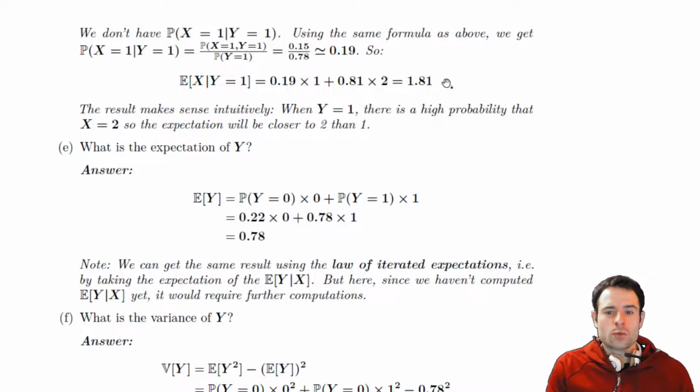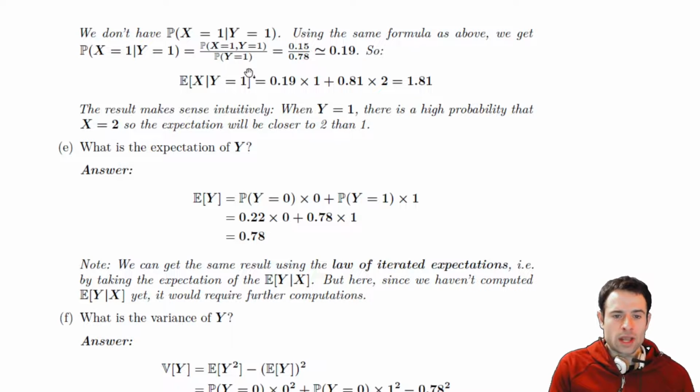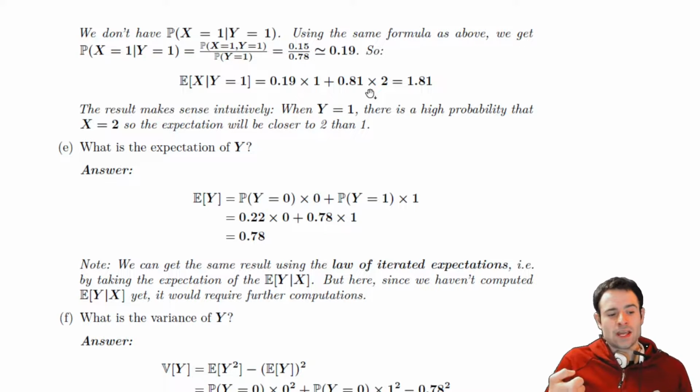The expectation is pretty close to 2 because when y is equal to 1, and this is the condition we're looking at here, there is a very high chance that x is equal to 2. 81% chance. So that is going to draw the expectation towards the value 2.